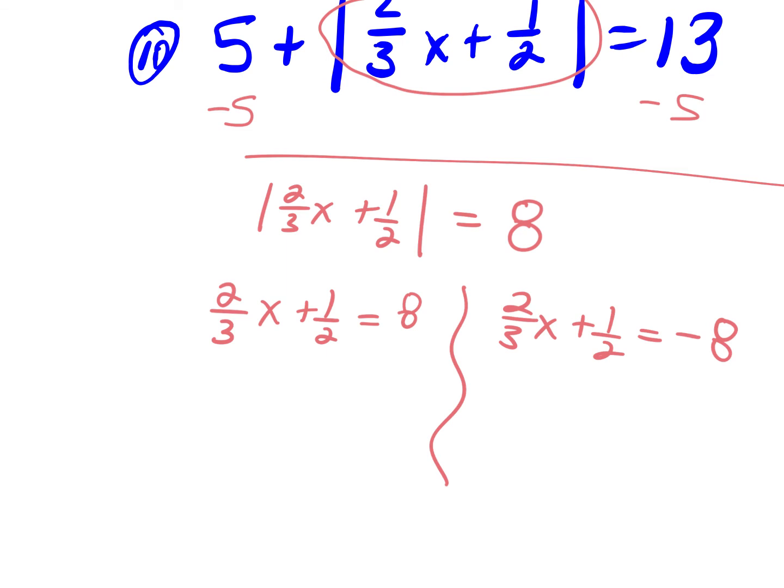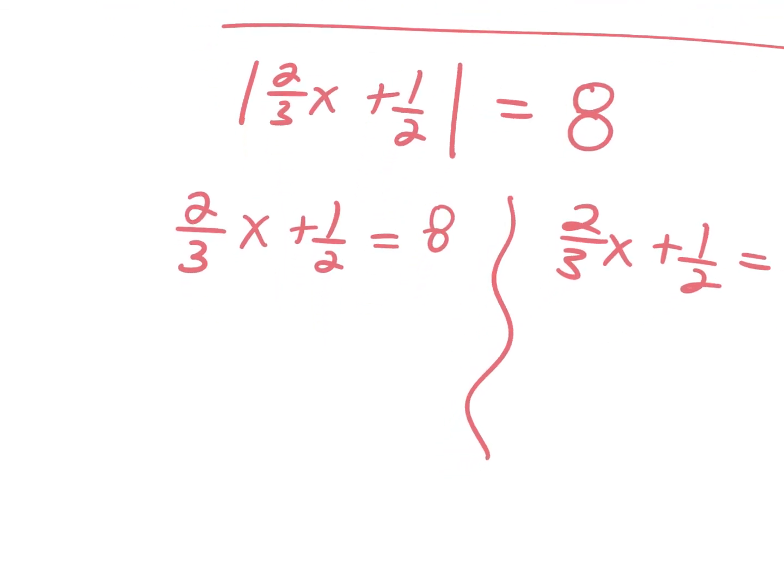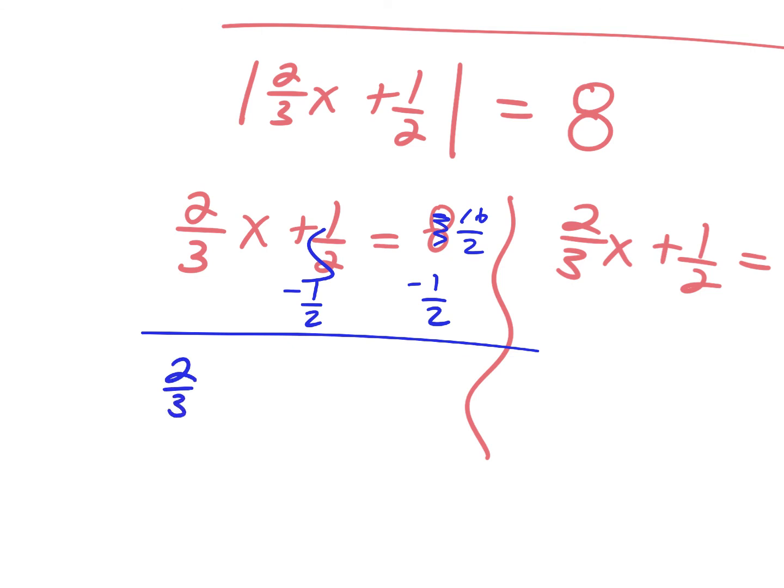Now, we're going to do some conversions, and you guys are going to be just fine. I'm going to subtract 1/2 from both sides, correct? Guys, if I have the whole number 8 over 1, what is that the same as? It's the same as 16 over 2. So I have 2 over 3x equals, what's 16 minus 1? So 15 over 2. And now we're like, what do I do?